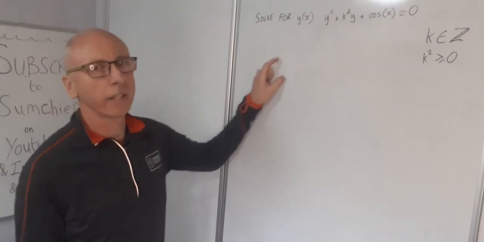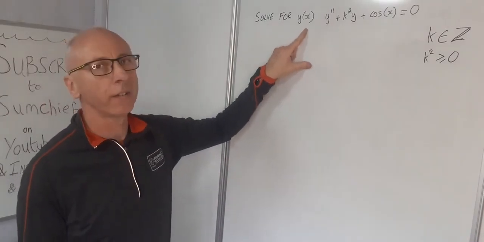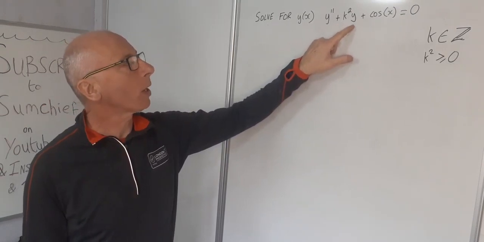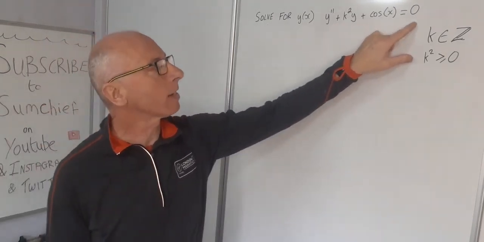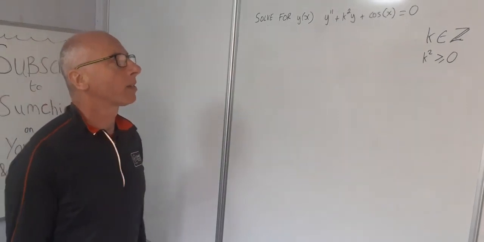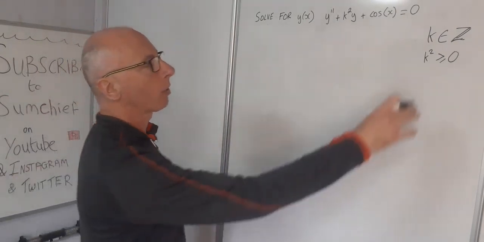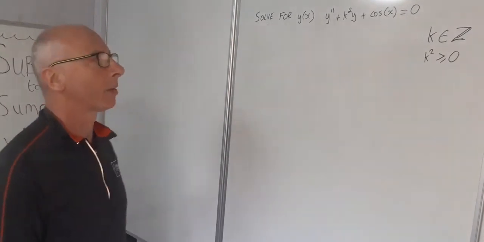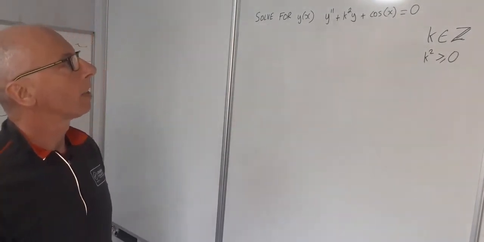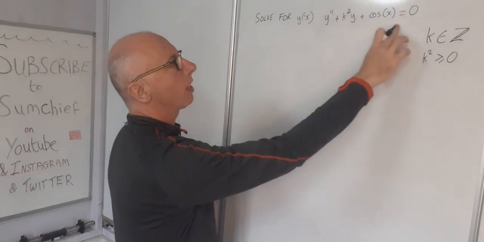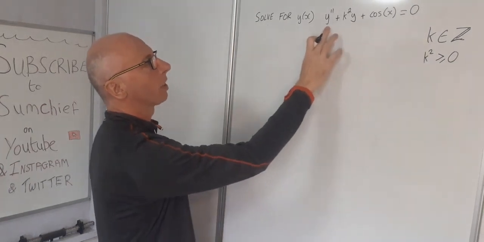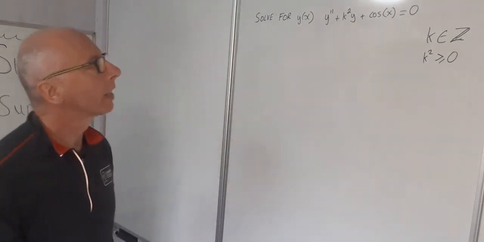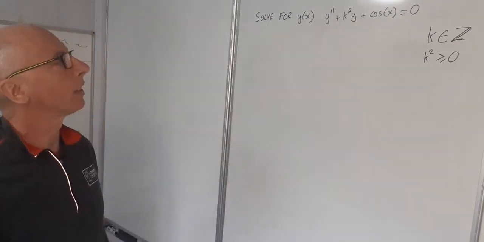Okay, so the question here is to solve for y of x. Now we've got y double prime plus k squared y plus cosine of x equals 0. That's the information that we're given, and we're told that k is an integer, hence k squared is going to be larger than 0. So this here is a second order linear differential equation, because the y double prime makes it second order. So how are we going to solve this?